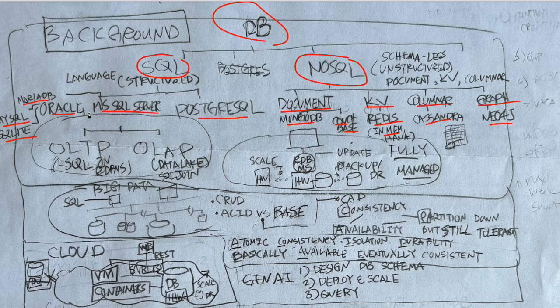OLTP is a concept that uses SQL to perform queries on transactional data. OLAP analytics is used to create reports and to do what-if analysis. Typically, this is done using SQL joins, and now there are databases that are specialized to do this, including data lakes and data warehouses.